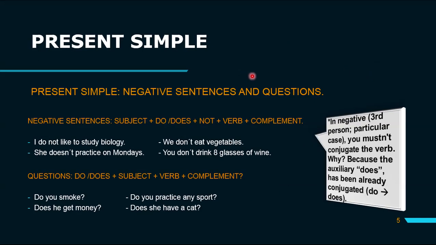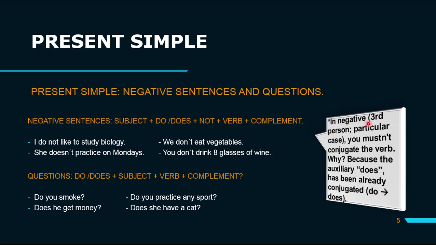Present simple negative sentences and questions. Negative sentences: subject, do or does, not, verb, and complement. I do not like to study biology. We don't eat vegetables. She doesn't practice on Mondays. You don't drink 8 glasses of wine.